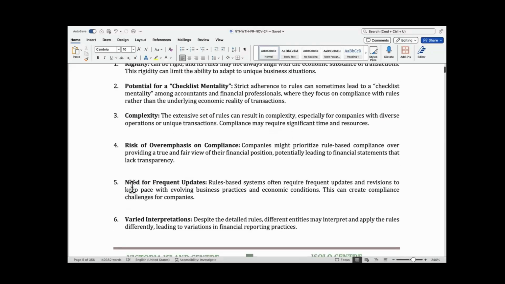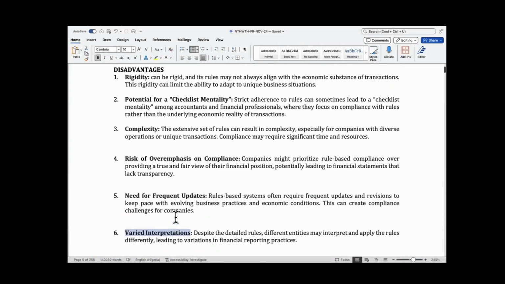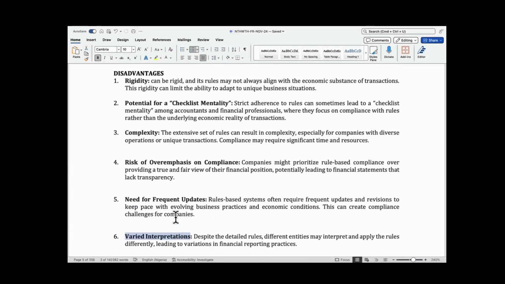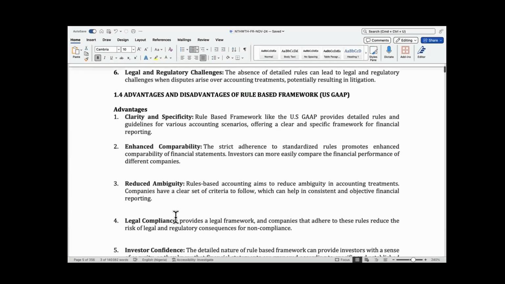And again, because it is rules, as circumstances change in business, as events unfold and new things come up, there will be frequent updates. They will keep coming up. And also, it's possible that there could be varied interpretations as well. So those are the advantages and disadvantages of the rule-based framework.